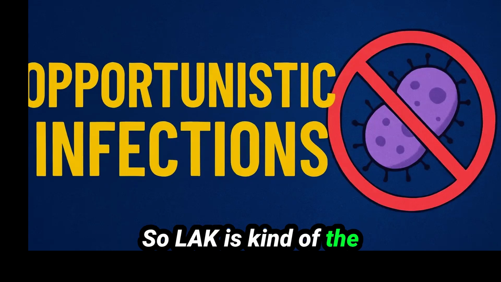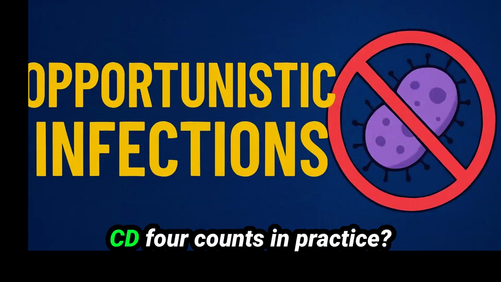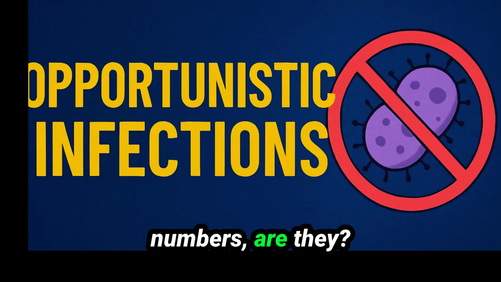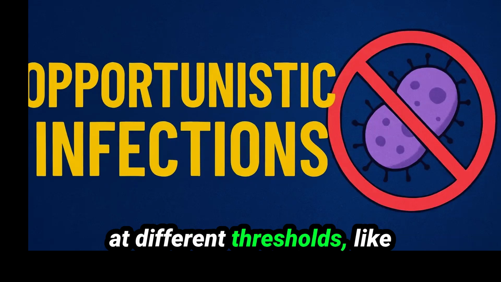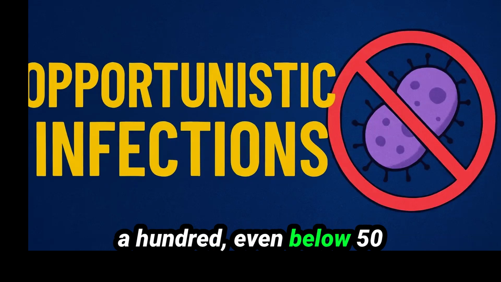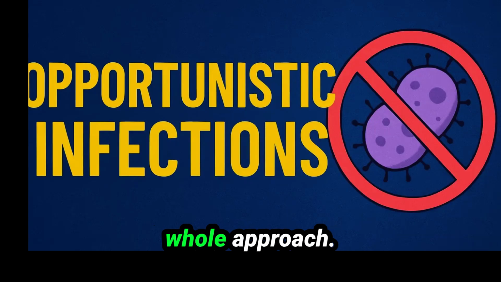So ART is kind of the cornerstone here. What does that mean for CD4 counts in practice? They aren't just numbers, are they? They're like vital signs telling us which OIs are lurking around the corner at different thresholds. Like you said, below 200, below 100, even below 50 cells per cubic millimeter. It really guides our whole approach.